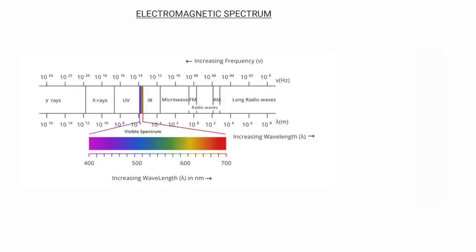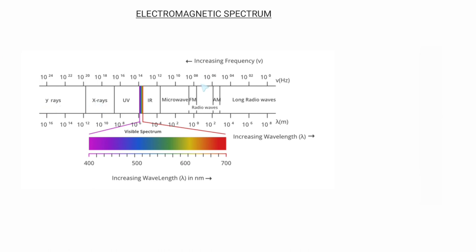This is the electromagnetic spectrum. Arrangement of different radiations in the increasing order of wavelength or decreasing order of their frequencies. When we arrange different radiations in the increasing order of wavelength, we start from gamma rays, then X-rays, ultraviolet light, visible light, IR radiations, microwave radiations, radio waves. If I want to write it in the increasing order of frequency, then we start from radio waves, microwaves, infrared radiations, visible light, ultraviolet radiations, X-rays and gamma rays.